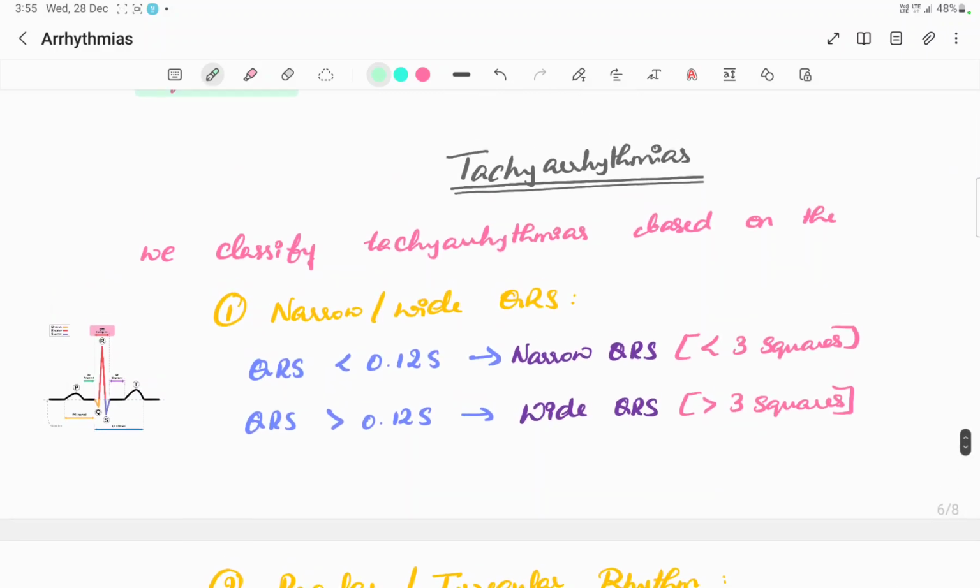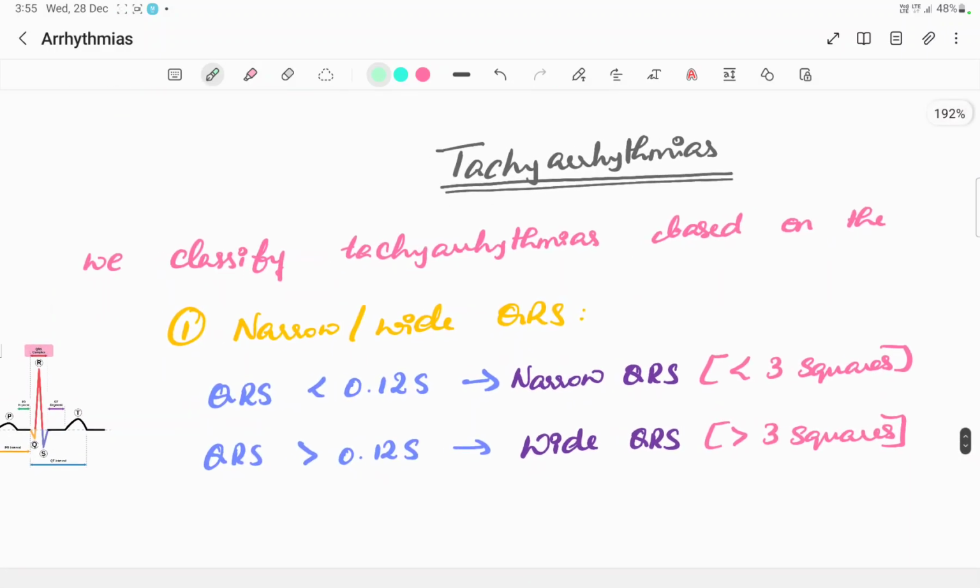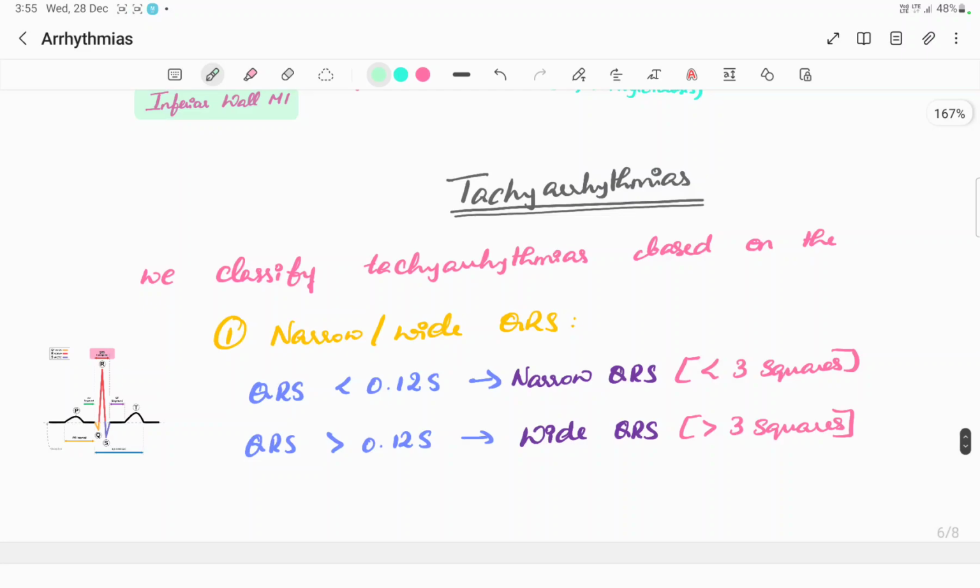Okay, coming to tachyarrhythmias. So how do we classify tachyarrhythmias? We basically classify tachyarrhythmias based on whether there's a narrow or wide QRS complex and whether it is a regular or irregular rhythm. So how do we say that a particular tachyarrhythmia has a narrow or wide QRS complex? The normal is 0.12. If the QRS is less than 0.12, we say it is narrow. If it is more than 0.12, then we say it is wide. So how do we count it? We have these small squares in the ECG, which if it is less than 3 small squares, then it is narrow. If it is more than 3 small squares, then it is a wide QRS.